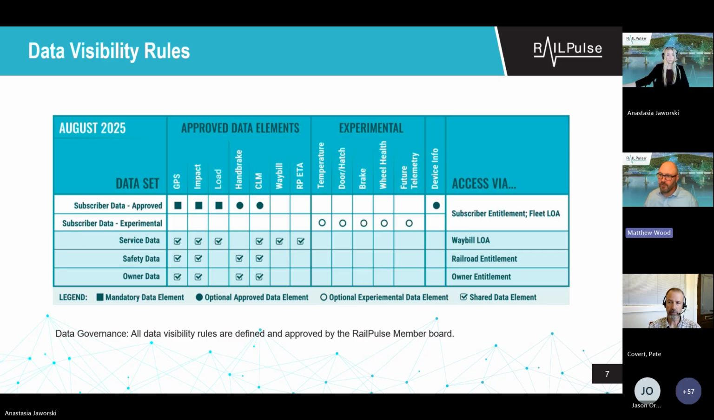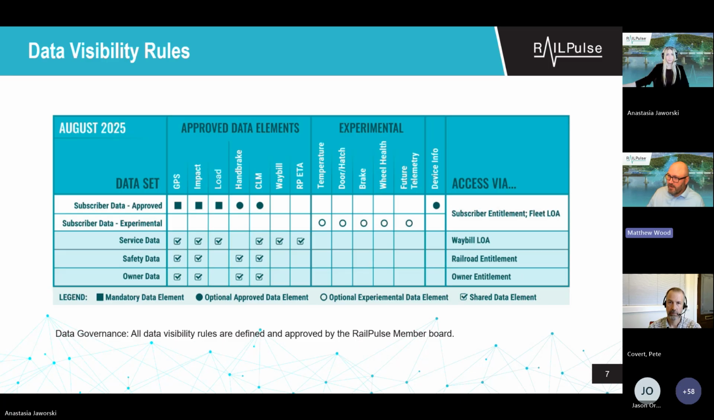The first and the most important is the subscriber data. So the subscriber is the company who installed the telemetry equipment on the railcar. Right? So if you buy the equipment, you put it on the railcar, you would become our subscriber. You own the telemetry data. RailPulse has no ownership of this data. We are just the custodian of that data for you. So the subscriber gets all telemetry data.